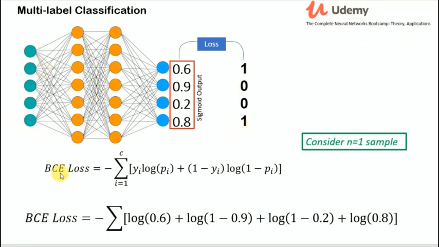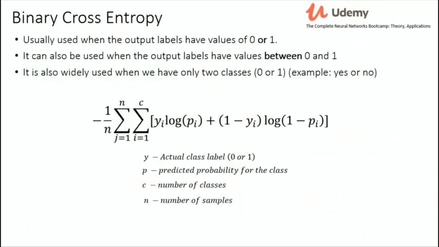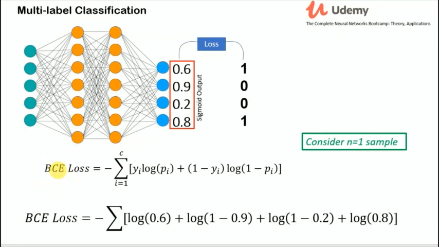So if we take this equation of the binary cross entropy, for simplicity we're just going to consider that n equals 1. So it's exactly this equation, where we've just removed the summation over n because we considered that n equals 1 for simplicity. So we'll end up with this equation right here. What we're going to do is just sum over all the classes.